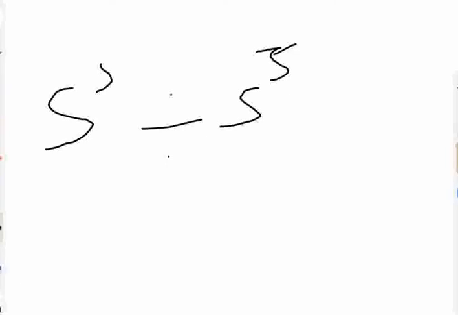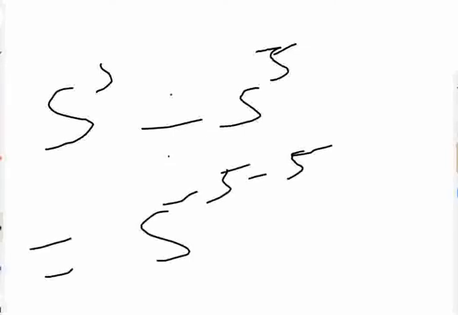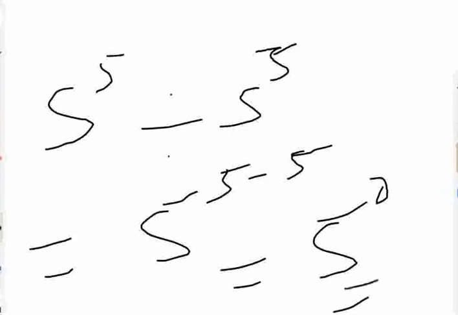If you say 5 to the power of 5 divided by 5 to the power of 5, this is equal to 5 to the power of 5 minus 5, which is equal to 5 to the power of 0. This is automatically equal to 1. That is the zero index law.